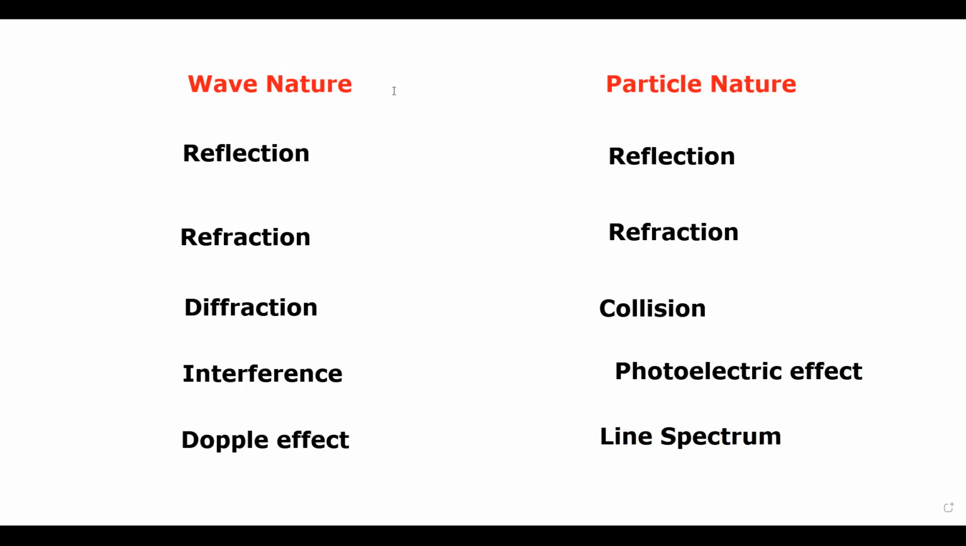So these are phenomena. Some of the phenomena can be explained by wave nature, some can be explained by particle nature. That is why we always say light has a dual nature. Dual nature means sometimes it acts like a wave, sometimes it acts like a particle. It can act like both, but not at the same time. Either it is acting like a wave or it is acting like a particle.